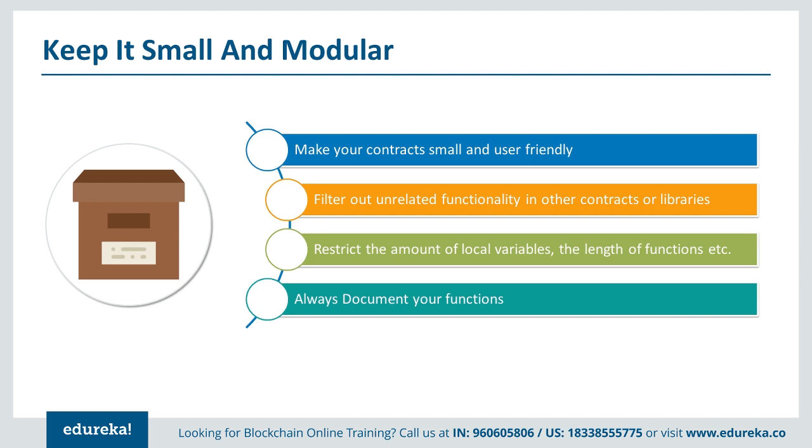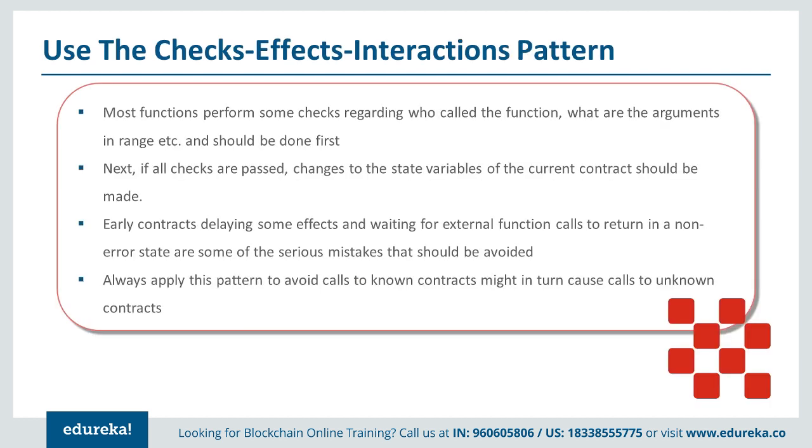What are the input parameters? What are the output parameters? What is the function doing, etc. Now you should always use check effect interactions patterns. So whatever parameters are coming, you should always check whether they are valid parameters or not. For example, we used require at multiple places. Similarly, you should see whether the transaction is coming from a valid entity or not, and only then allow the transaction to complete.